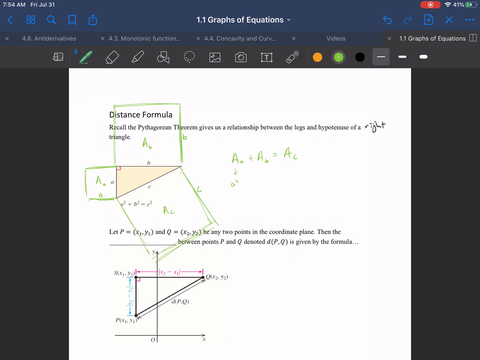That's how you find the area of a square. You square the length of the side. This would become B squared. This would become C squared. And so that gives you the Pythagorean theorem right there: A squared plus B squared equals C squared. All right, next.